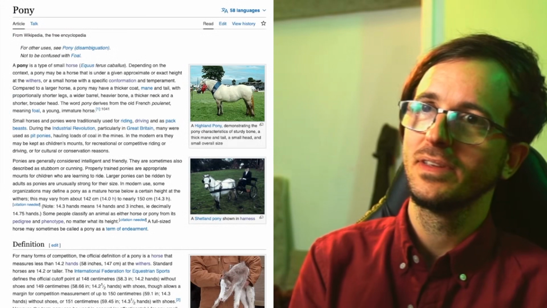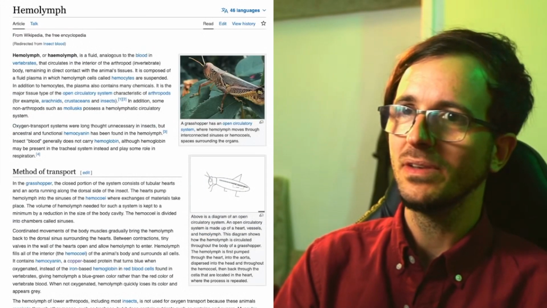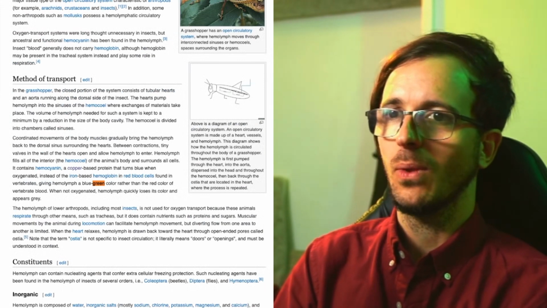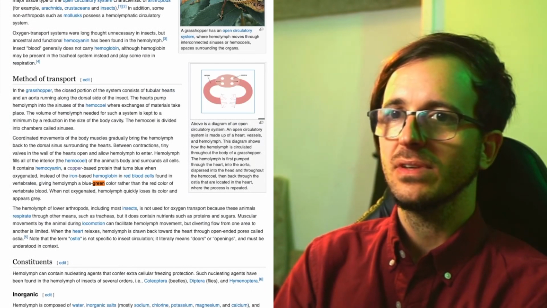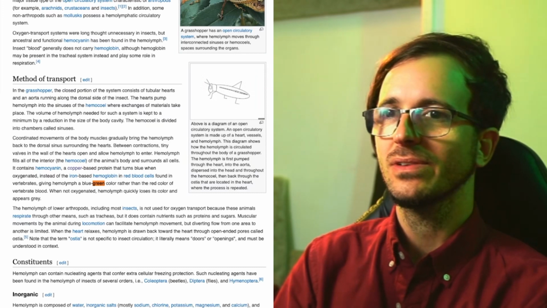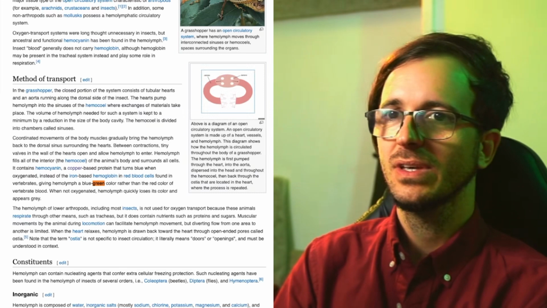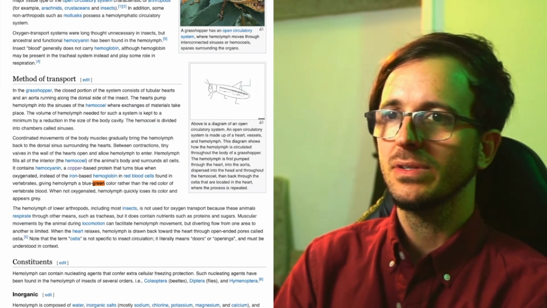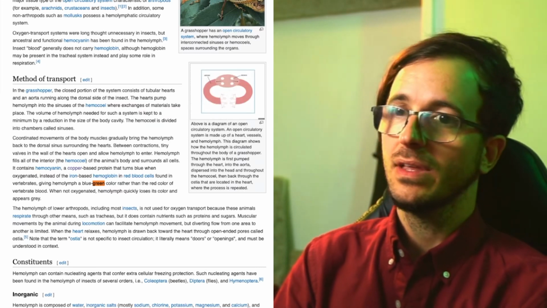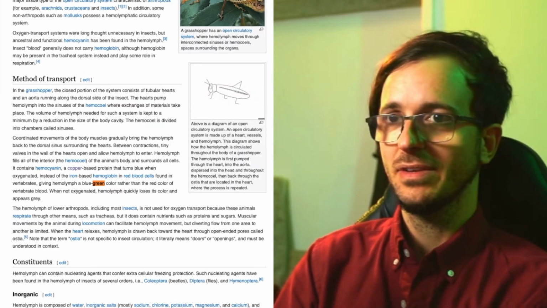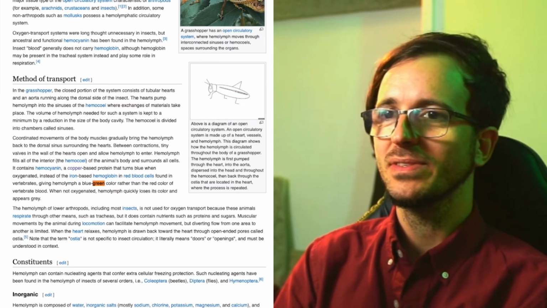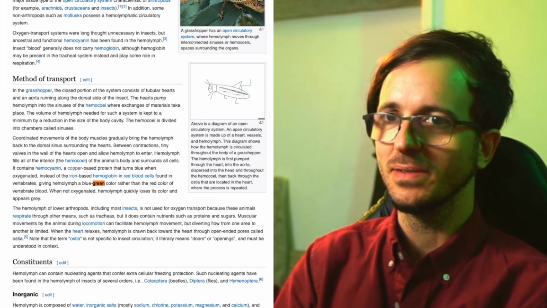Insect blood. They said that insect blood is green. Coordinated movements of the body, blah, blah, blah. Between contractions, diaphragms and the wall, hearts open to allow hemolymph to enter. Hemolymph fills all the interior hemocoel of the animal's body and surrounds all cells and contains... This is a little bit creepy. It has to do with blood. It contains hemocyanin, a copper-based protein that turns blue when oxygenated.